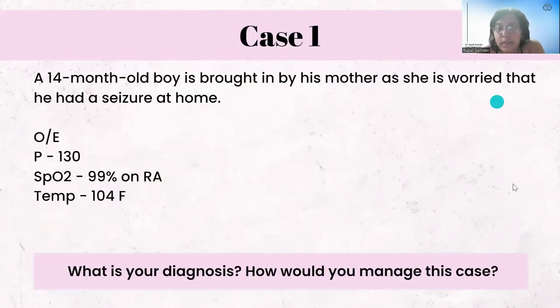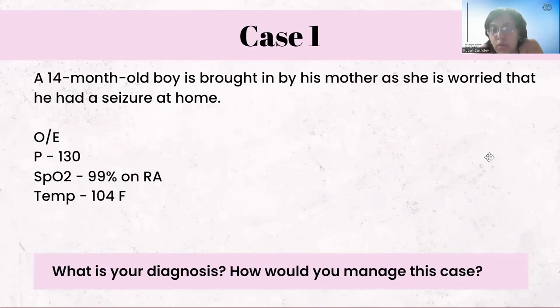Okay, moving on to the cases. You have a 14-year-old boy who was brought in by the mother and she is worried that he had a seizure at home. On examination, pulse is 130, saturation is 99, temperature is 104. Can anybody tell me the diagnosis and how would you like to manage the case? And is there any other history you want to ask?